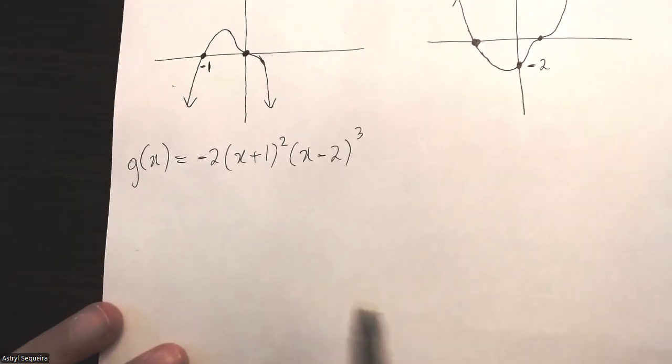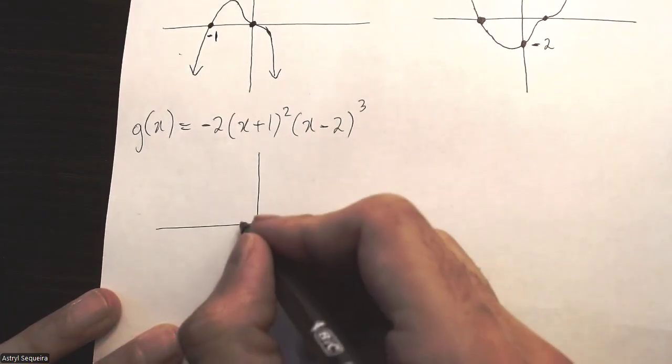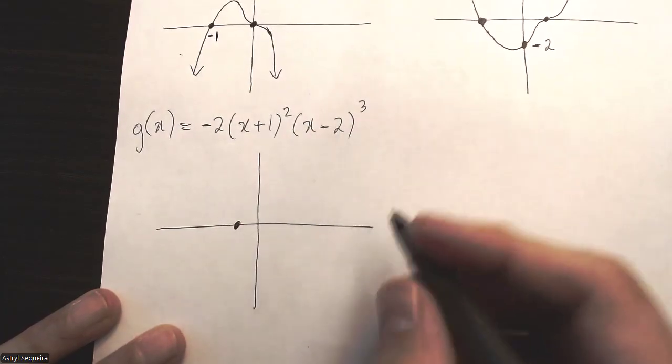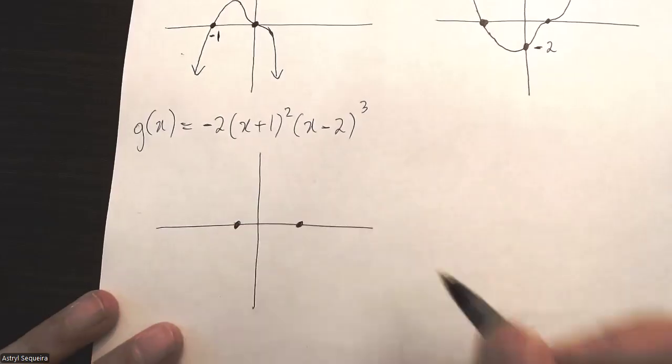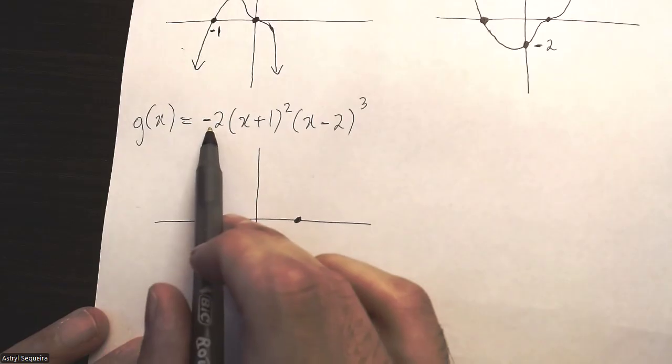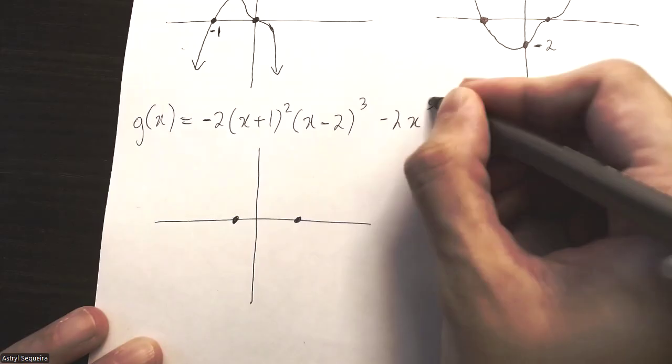And last one over here, we have an x-intercept of negative 1 and an x-intercept of positive 2. This is negative 2 times x squared times x cubed. That's negative 2x to the 5th.